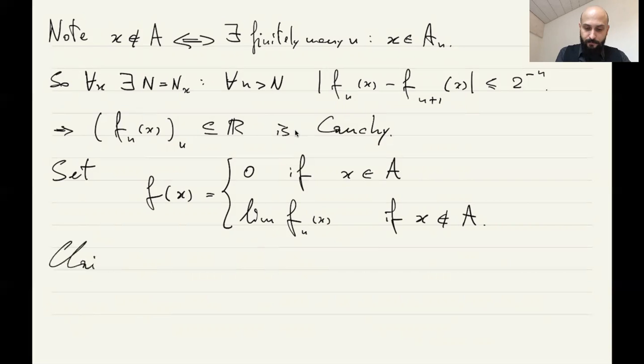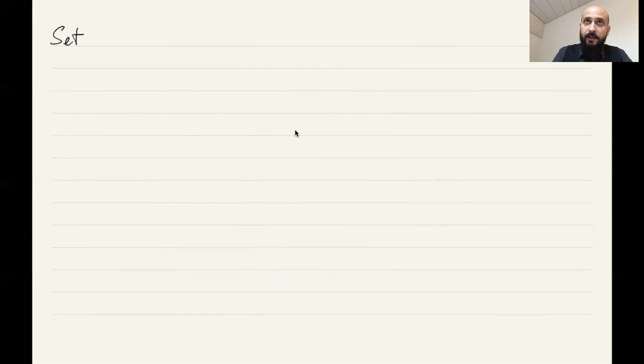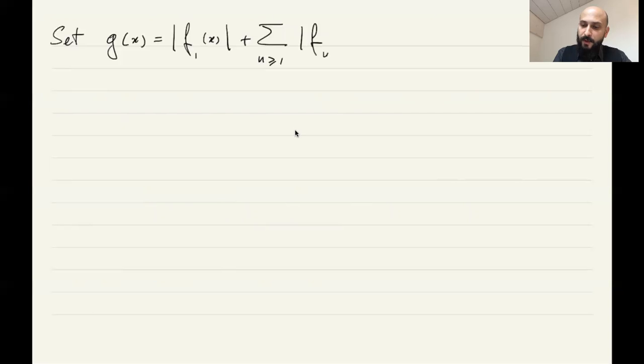So the claim is that f_n converges to f in L^p. Or, yeah, let's first prove that it converges mu almost everywhere. Okay. So for doing this, let's define an auxiliary function. So define g(x) to be the function, norm of f_1 plus the sum over n greater than or equal to 1 of |f_n(x) minus f_{n+1}(x)|.